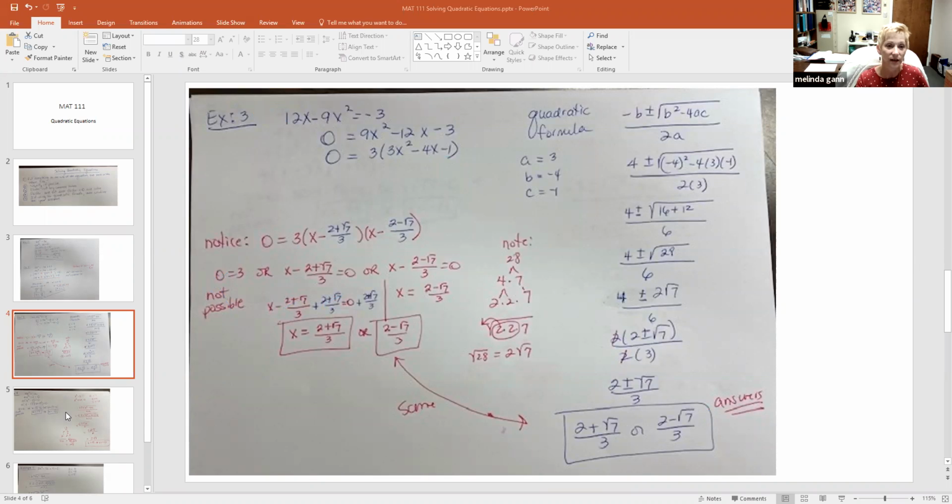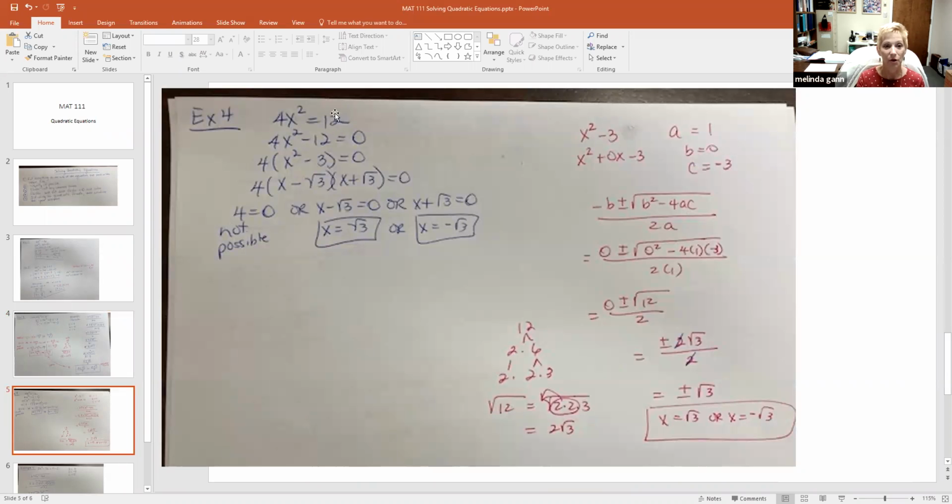Okay, look at this one. All right, I moved everything to one side. All right, I factored out my 4. And so I ended up, now there's two ways to do this. The short way is to realize that you've got the difference of perfect squares, like that a squared minus that b squared. You've got something squared minus something squared.